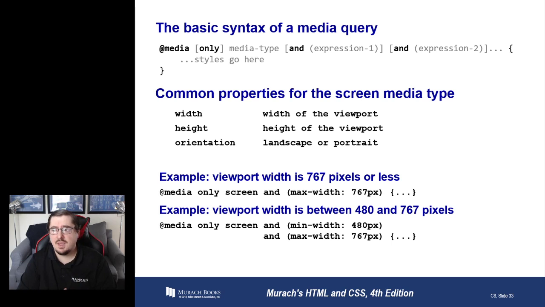Beyond that, we can give a few different expressions. We can have an expression based on a wide number of things, but the three that we'll talk about here are going to be the width of the viewport, the height of the viewport, and the orientation, whether it should be landscape or portrait. And each of those additional pieces are separated with an and.